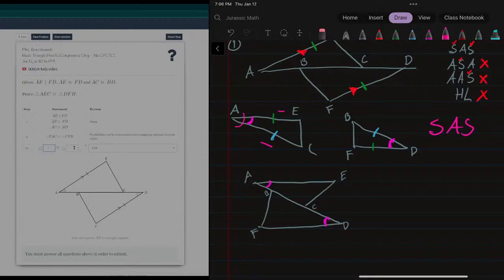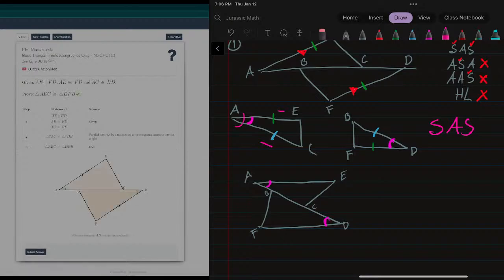And what I'm going to do to make sure I line up the letters correctly, I'm going to go all the way up to the top. And I'm going to copy A, E, C. And then the other one, D, F, B. I'm going to hit try. And there we go. It is solved.